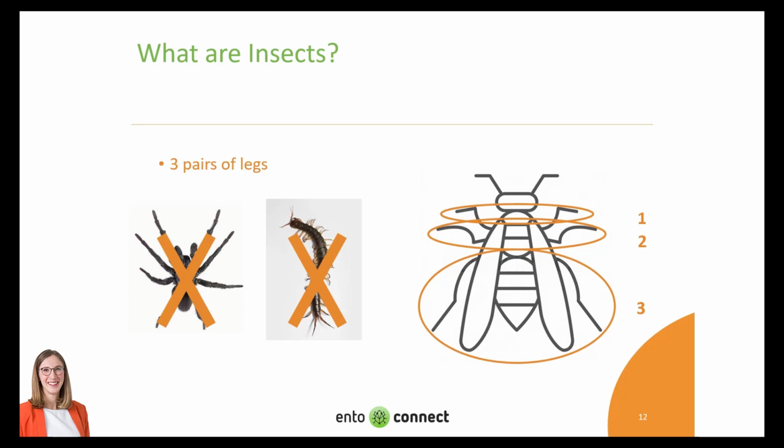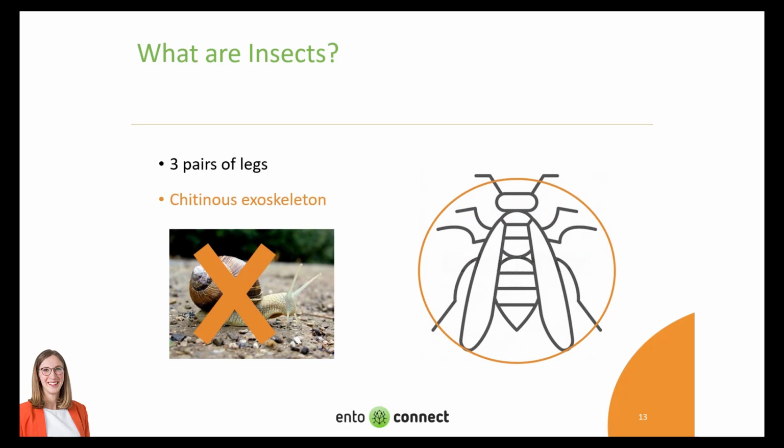So basically, you can see here, these little fellows do not have 3 pairs of legs. The spider has 4 pairs of legs, so it's not an insect. And then the centipede obviously also has much more legs, so it also does not count as an insect. Next slide, please.